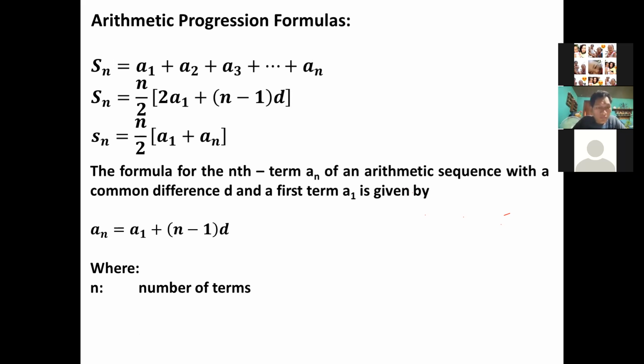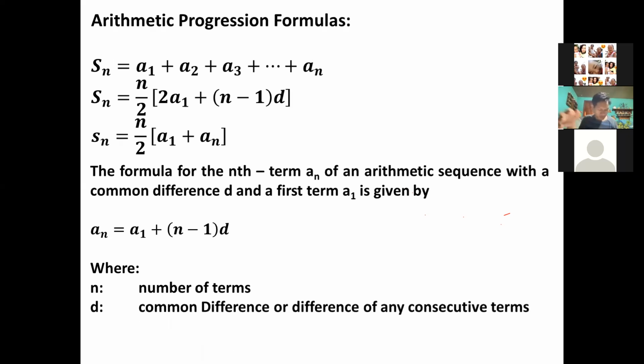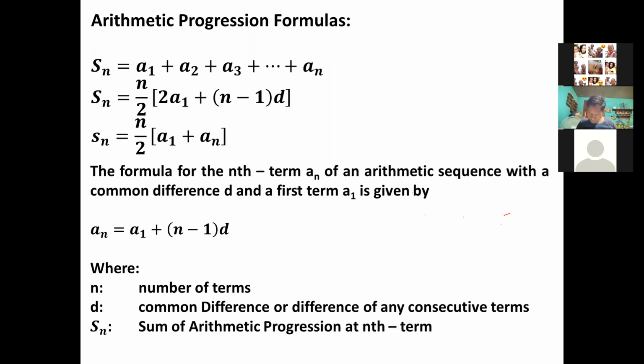N stands for the number of terms. Halimbawa, 10 term yan, ang N mo is 10. D, common difference. Ano ba yung common difference nila? 3 ba, 2 ba, or 5 ba? S of N is the sum of progression at N term. Kung ano ba yung inaalam mong sum, hanggang ika-10 term ba? Ano ba yung sum ng mga sequence natin hanggang ika-10 term? Hanggang ika-15 term? Kung anong sum ang gusto mong hanapin, kung hanggang pang-ilang term. And then A sub N is the N term. Ano ba yung pang 10 term? Ano ba yung pang 15 term? So, ganyan lang kadali yan.